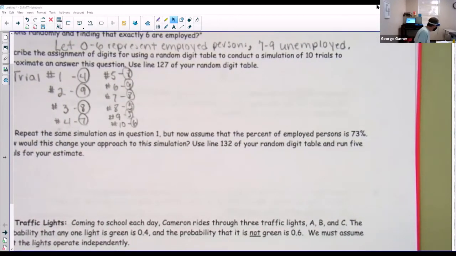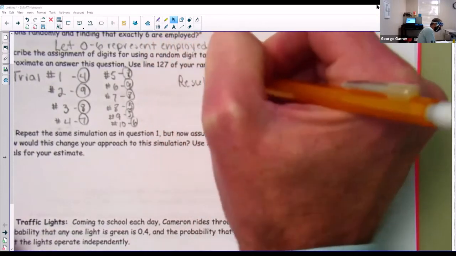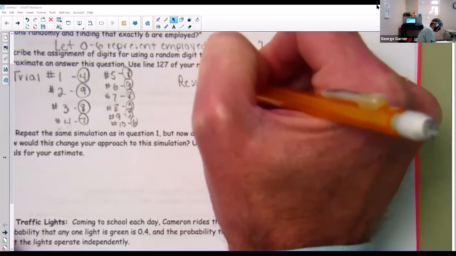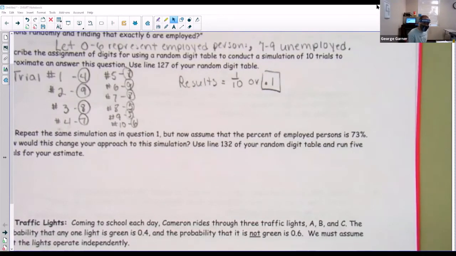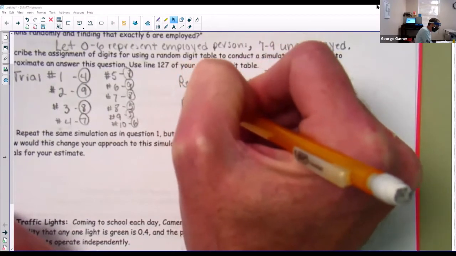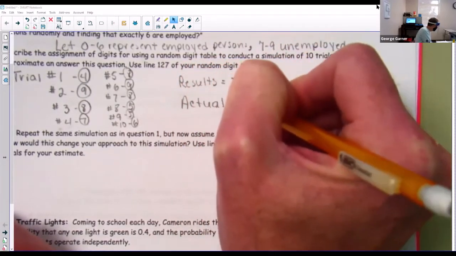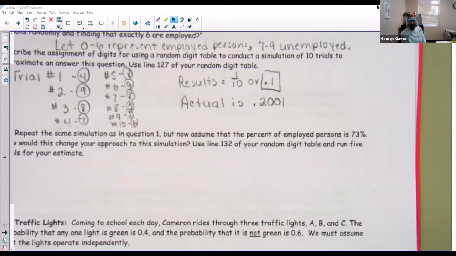All right, so the results were 1 out of 10, or 0.1. Now, there is a way to calculate the true long-run probability, but I haven't taught you that yet. So I'll just give you what the actual is and just believe that at some point I will teach this to you. So the actual probability is 0.2001. And that's not all that far off, considering we only did 10 trials.